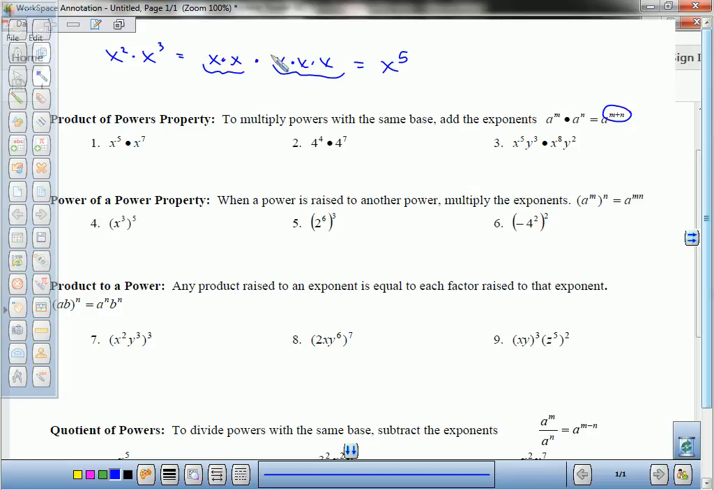Now this is why, because this is what this means. But this is what you do. It's our shortcut. So if we had x to the 5th times x to the 7th, we are multiplying. It is the exact same base. So when we do that, we can just add the exponents. And so what do we get here? 12. X to the 12th.